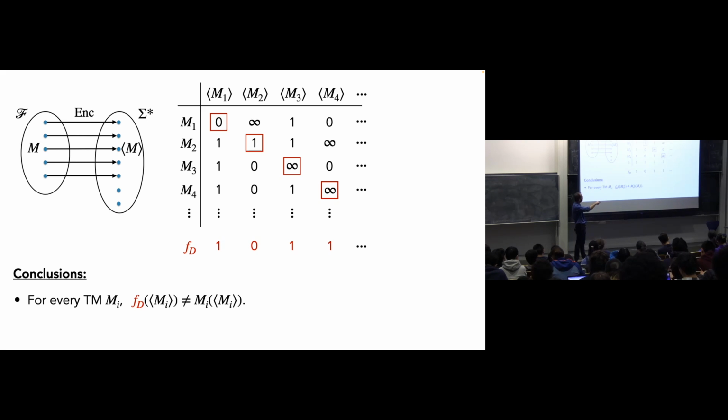fd is different from m2 because on the input which is the encoding of m2, this is a 1 and I made it a 0. fd is different from m3 with respect to the input, the encoding of m3. This is an infinity, this is a 1, and so on. So by construction, I create fd such that it's different from each of these Turing machines' behavior.